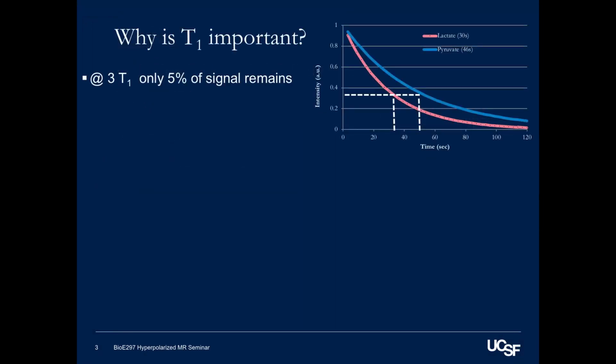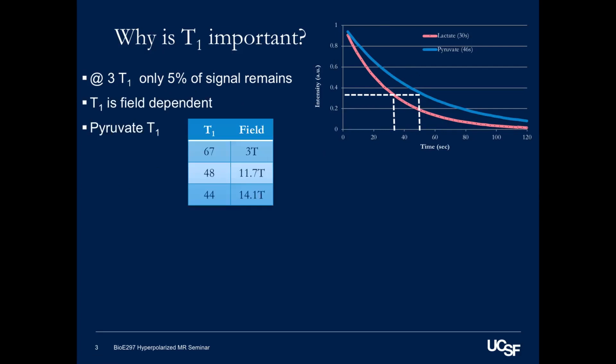The T1 is the be-all and end-all of a given probe, right? So you need to have a long T1 in order for you to get substantial information as that probe is being metabolized in vivo. So at 3 T1s, there's only 5% of your signal, total signal remaining, right? So the rule of thumb that we usually use is you get up to 5 T1s, you get enough signal. And T1 is field dependent.